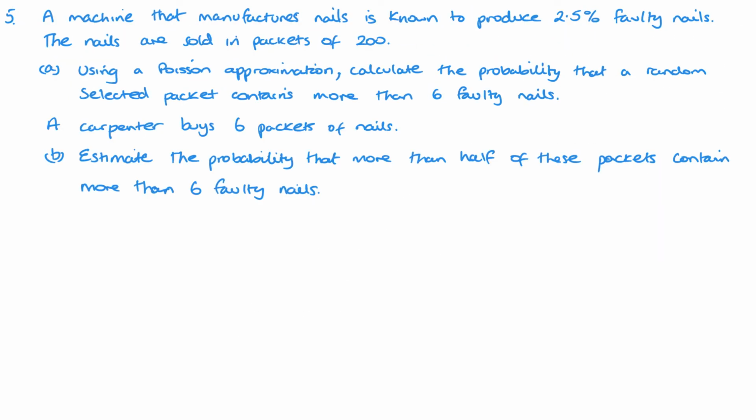Final question. We can see we've got percentage or probability here, 2.5%, and n is 200. It's clearly a binomial distribution. We're finding Poisson. Nice and easy here, it's already told us. So before we go ahead, let's work out the Poisson distribution.